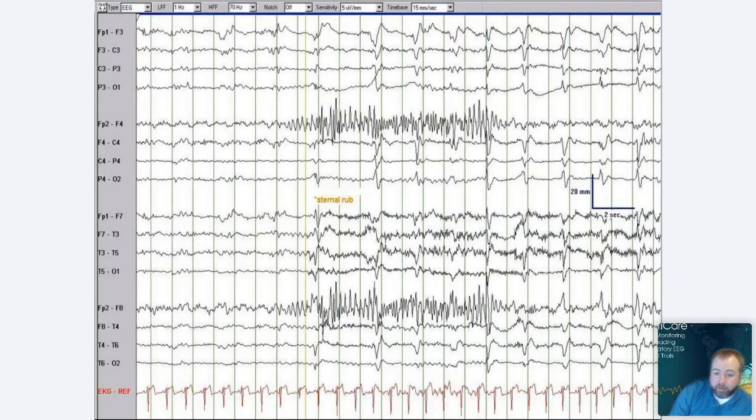So here you can see this is a stimulus-induced GPDs with noxious stimuli. Right there in the middle, you can see that they do a sternal rub, which brings about the LPDs on the right side of the pattern.